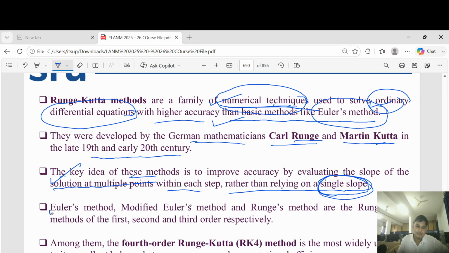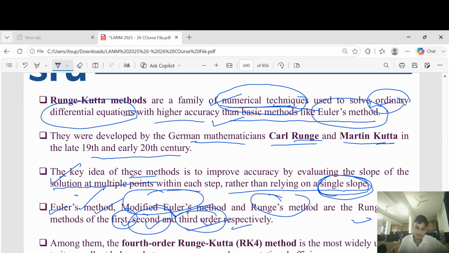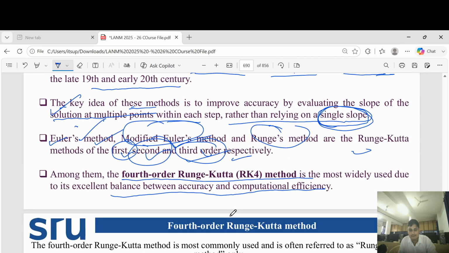Euler's method, modified Euler's method, and Runge Kutta methods are the methods of first, second, and third order respectively. So Euler's method is a first order method, modified Euler's method is a second order method, and Runge Kutta method is a third order method. Among them, the fourth order Runge Kutta method is the most widely used due to its excellent balance between accuracy and computational efficiency.